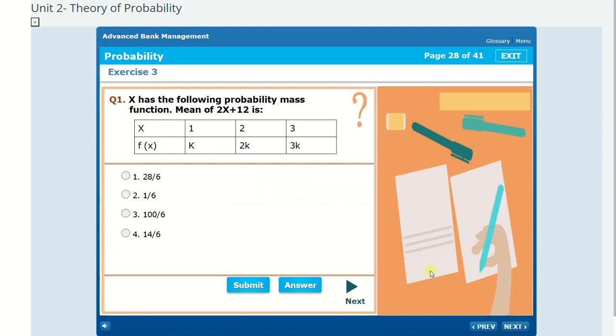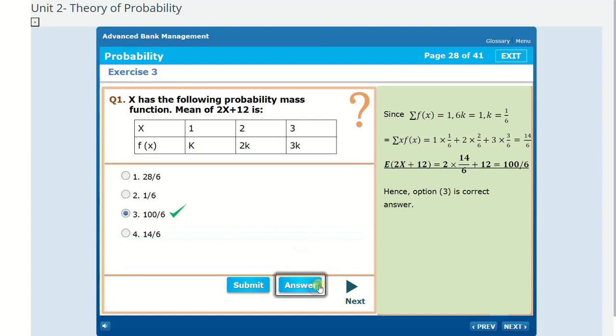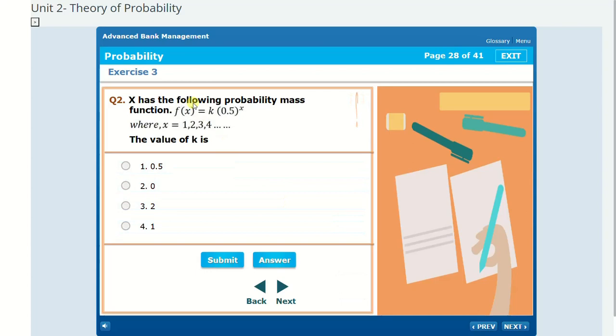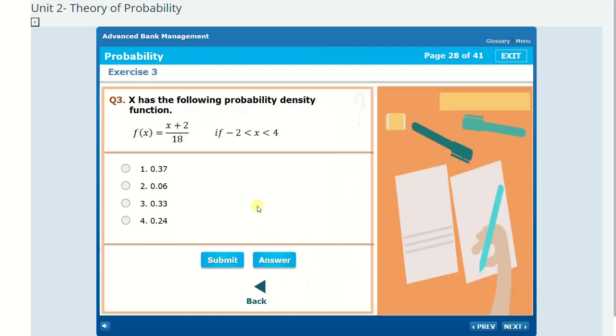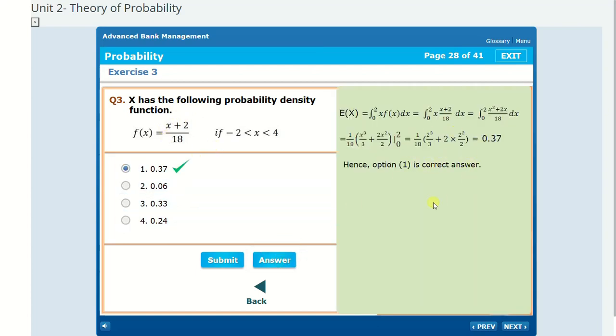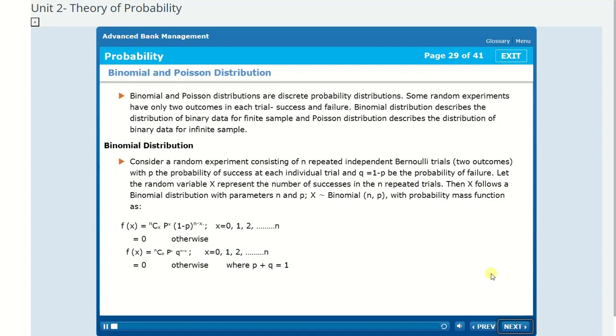Exercise 3. Binomial and Poisson distribution.